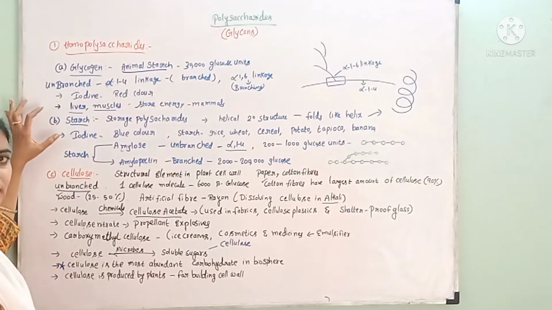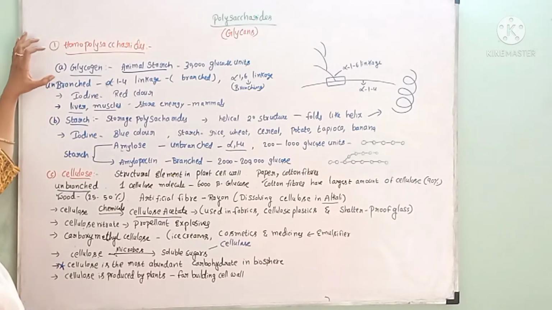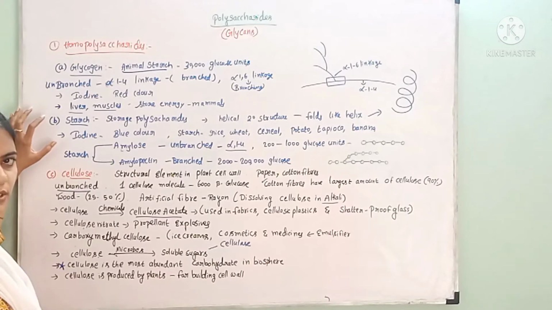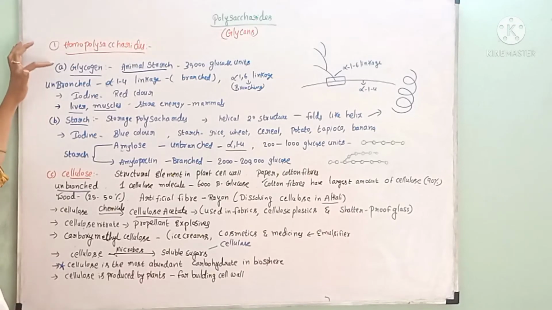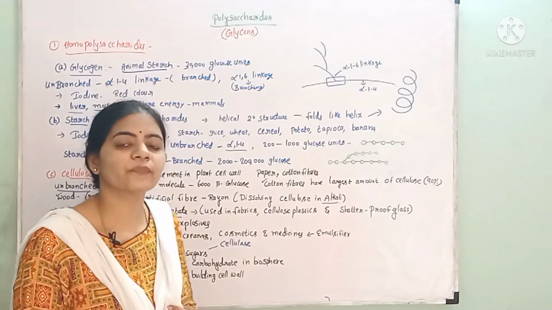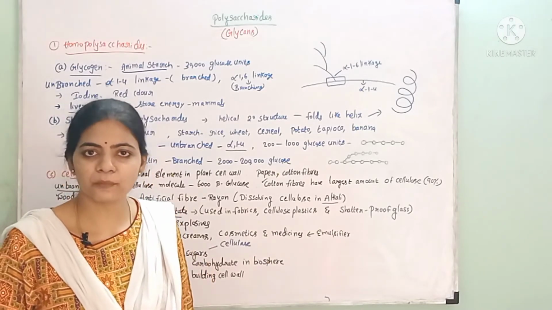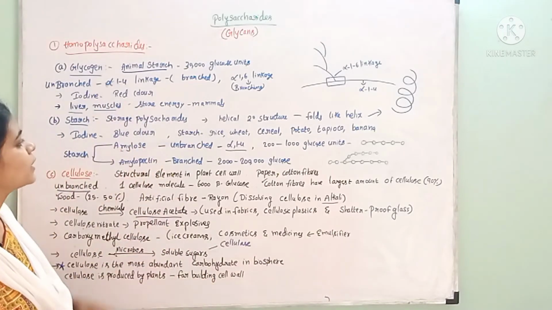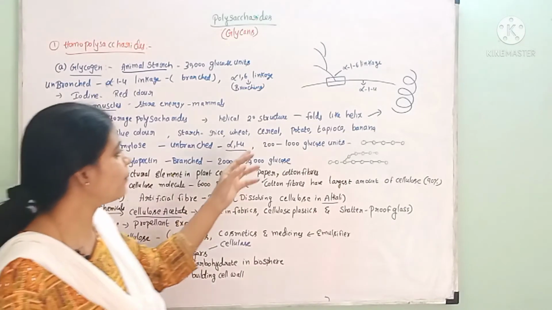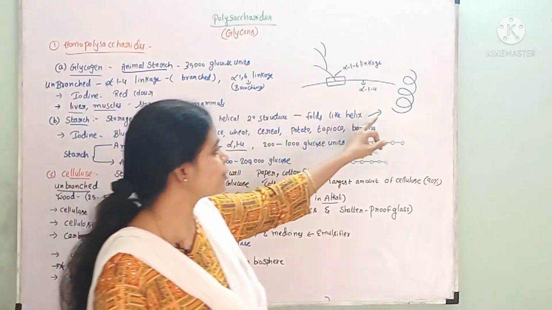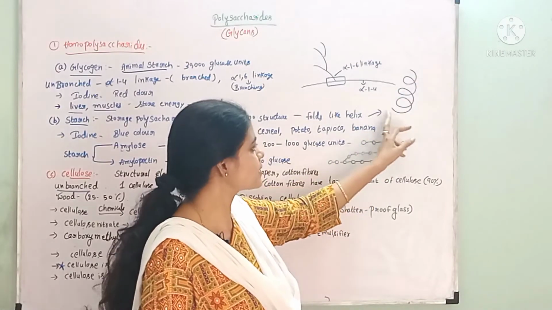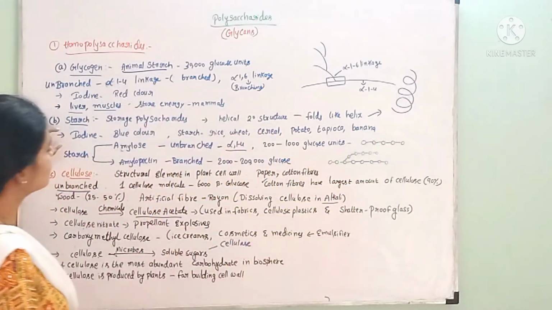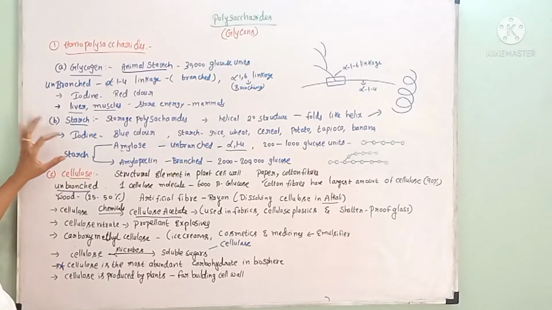And the second one is starch. Like glycogen, which is a storage polysaccharide, starch is also a storage polysaccharide. It is present in plants. Glycogen is present in animals and starch is present in plants. In plants also, the excess carbohydrates are stored in the form of starch. This storage polysaccharide has a helical secondary structure, which folds like a helix. See, this is the helical structure. And when it is treated with iodine, it gives a blue color.